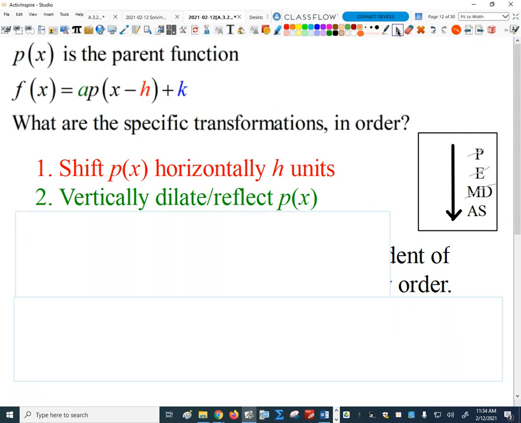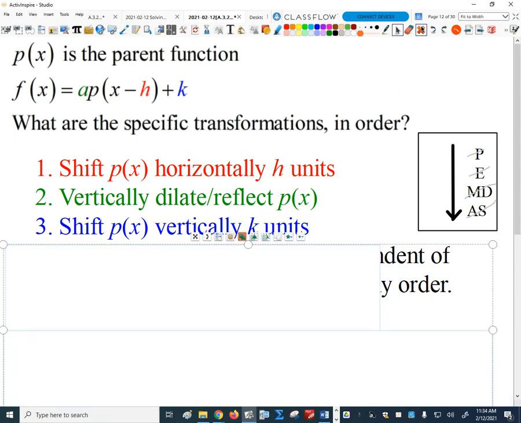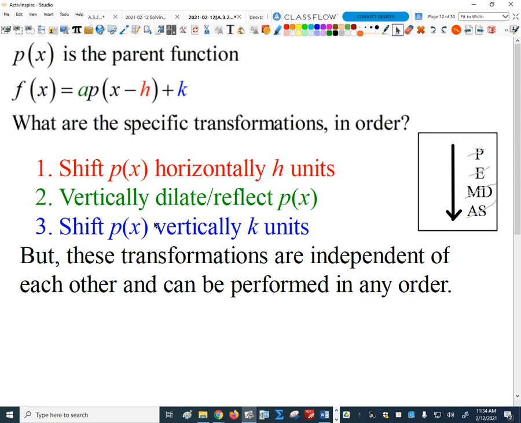And then finally, the last step would be addition, subtraction. We're adding k, and so the last thing we would do by order of operations is shift the function vertically. So that's one way that would work. Now, it turns out that all of these three transformations are independent of each other, and you can actually do them in any order that you choose. And we might come up with a better order than following PEMDAS. We'll try this out first and see if we can maybe make this a little bit easier.